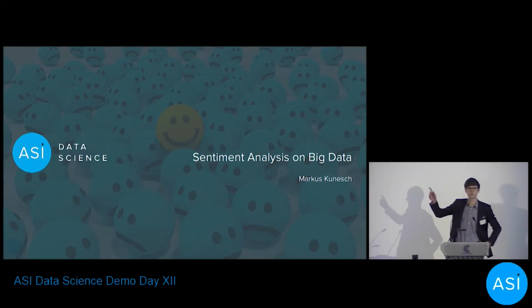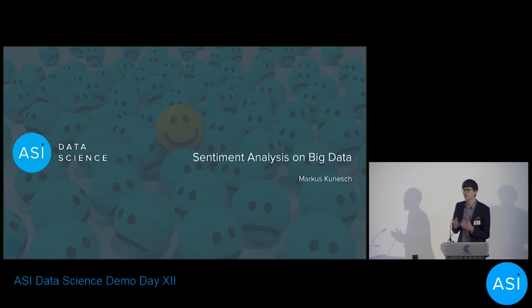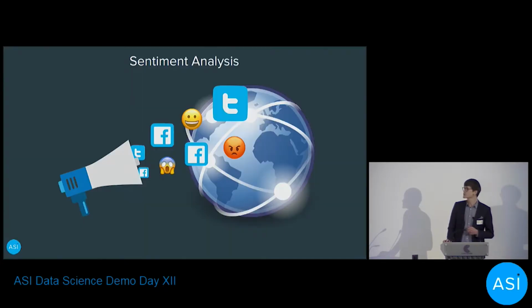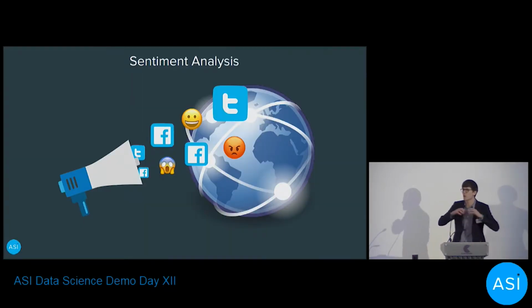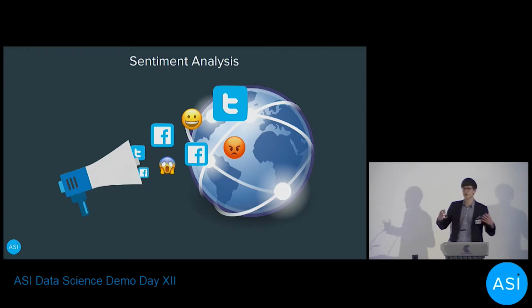My name is Markus Kunisch, and I did my fellowship project with ASI Data Science. ASI applies artificial intelligence to real-world problems. One such problem is that in the age of Twitter and Facebook, opinions can spread like wildfire over the internet, and your company's online reputation can make or break your company. Sentiment analysis gives you a way of monitoring your company's online reputation and reacting immediately when it becomes necessary.